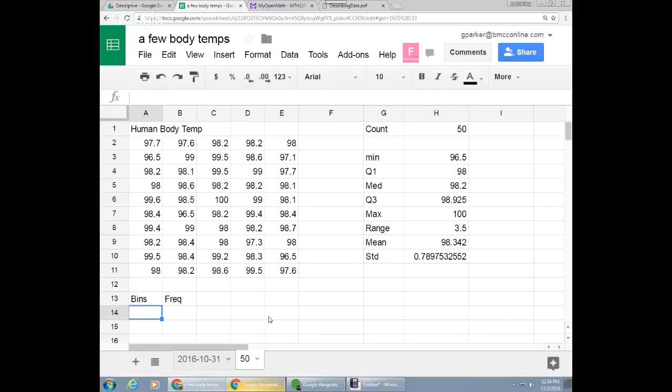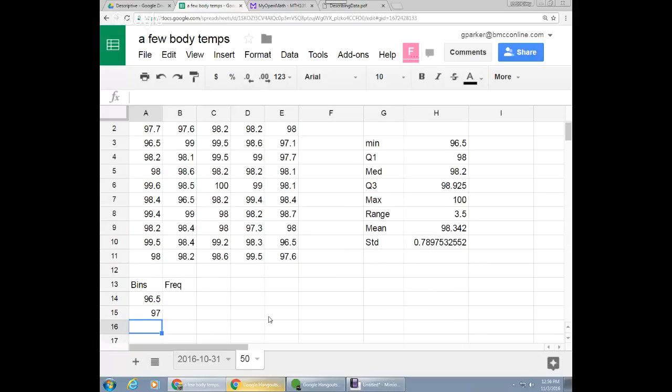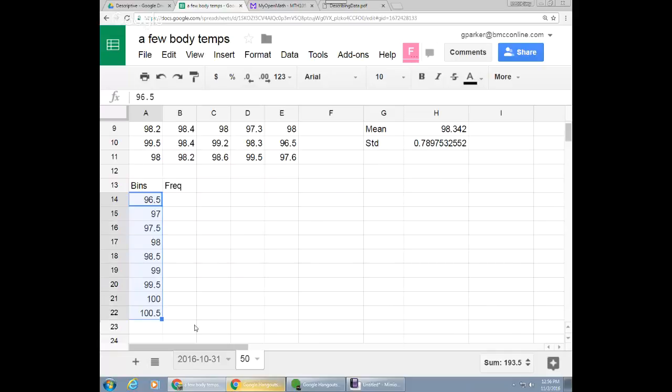So maybe I'll have 96.5 be the end of my first bin. What should my second bin max then be, if they're 0.5 apart? 97. It should be 97. Once you have the first 2 bin maxes, you can just fill them down to get as many as you need. Okay. So I don't need that last one.